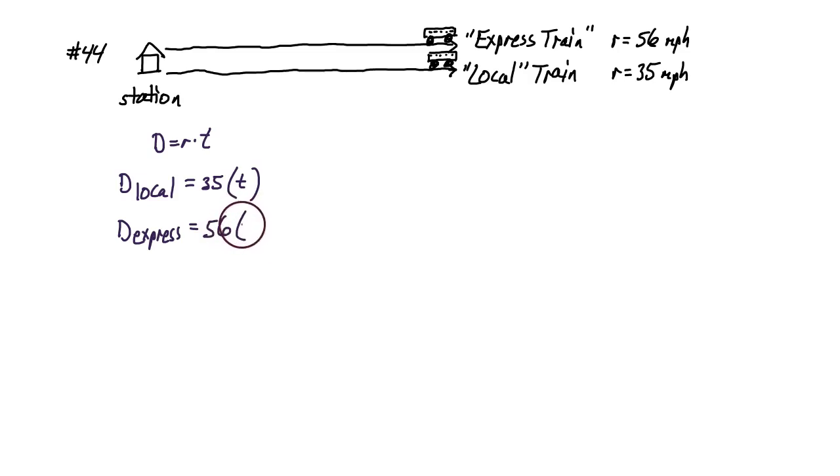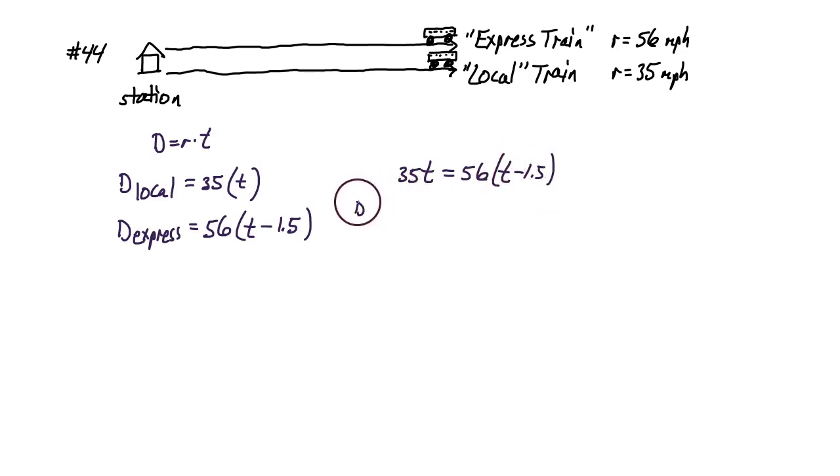It's traveling an hour and a half less than the local train, so we represent the time with t minus 1.5. That 1.5 is the hour and a half less travel time than what the local train has been traveling for. Supposedly, the trains are going to meet up, so these distances have to be equal to each other. Let's make an equation out of that. 35t is equal to the 56 times t minus 1.5.